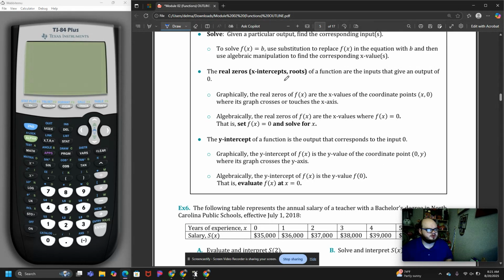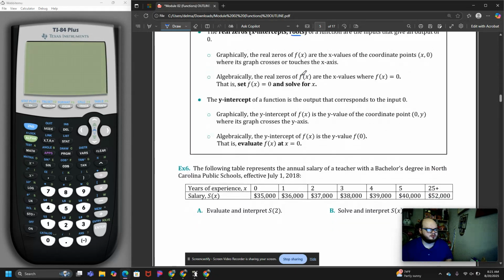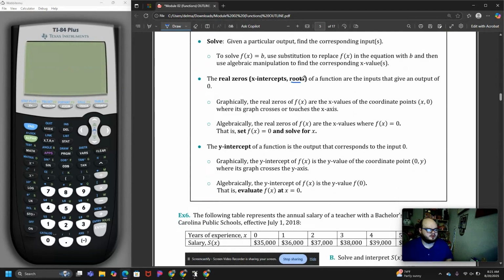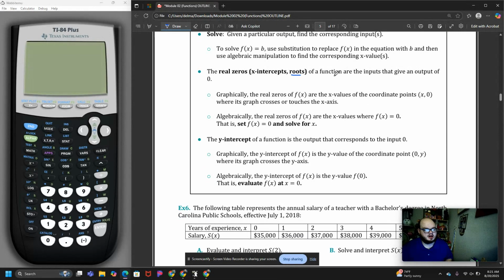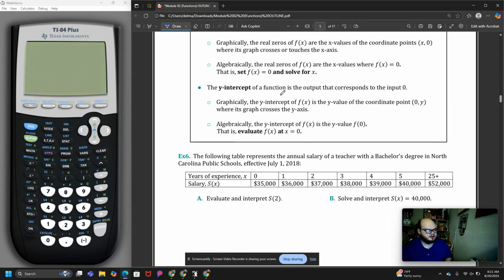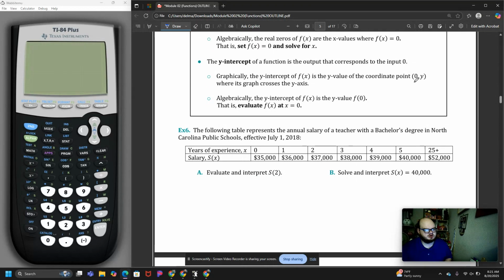The real zeros, x-intercepts, I told you they could also be called roots. They're called roots, they're called zeros, a lot of names. They are the inputs that give an output of 0. And real means they're something we can see on the graph. So the y-intercept of a function is the output that corresponds to the input 0. And just like I showed you all earlier, it's always 0, y.